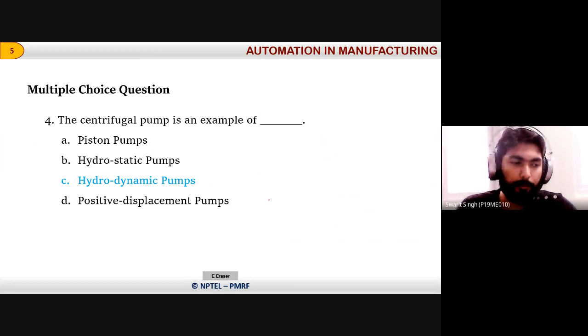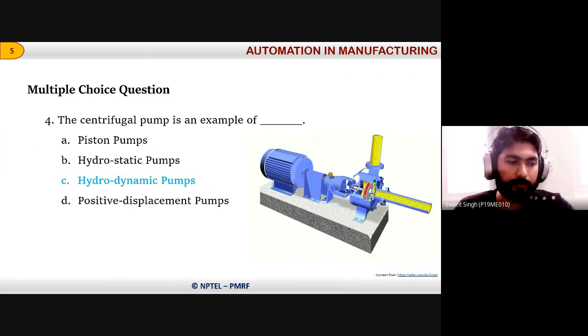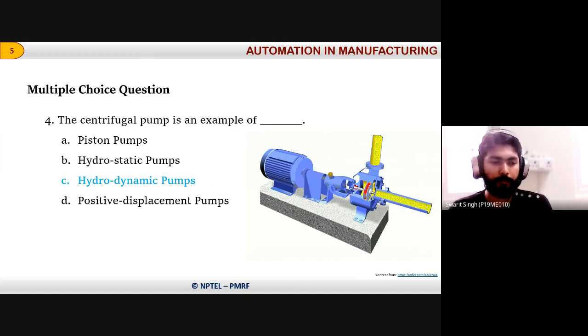However, the centrifugal pump is the general kind of pump that you have seen at your home for lifting water from the ground to the tank. These work on centrifugal forces, so the application of centrifugal forces.